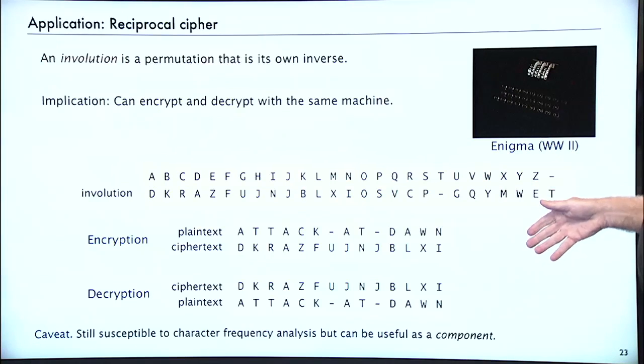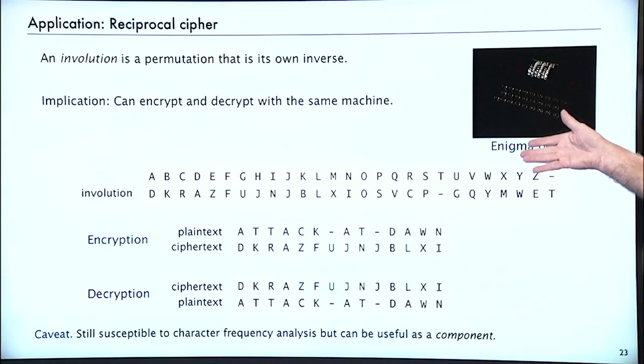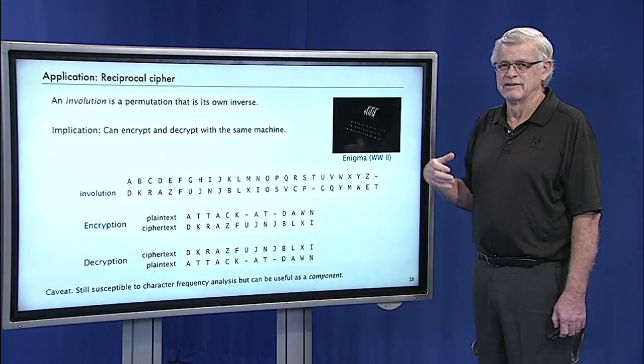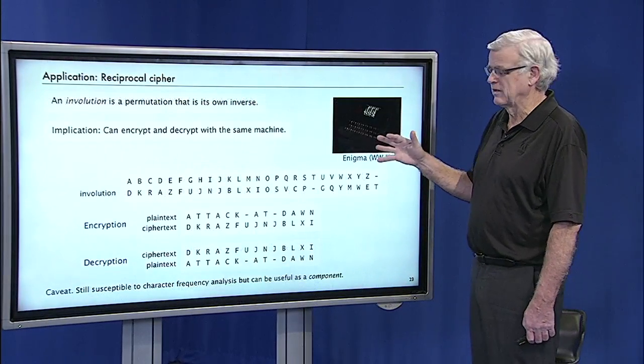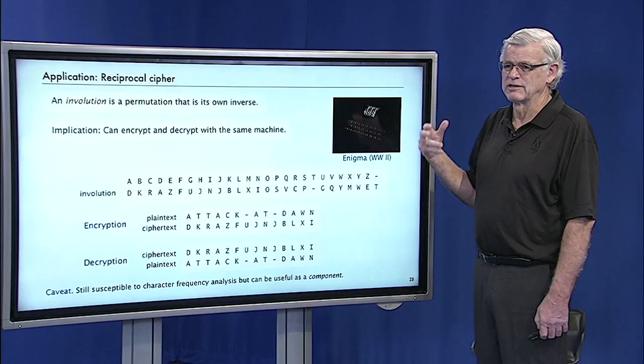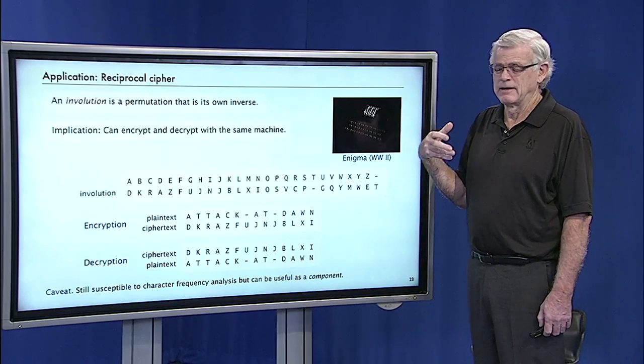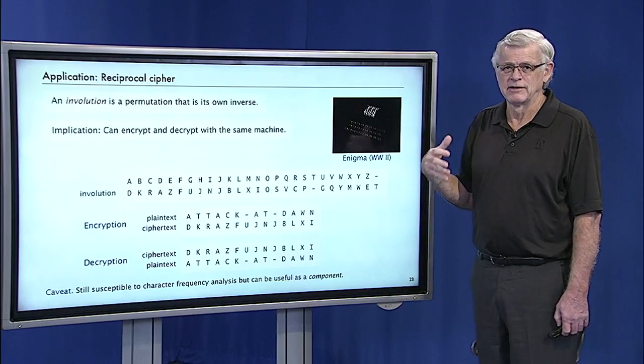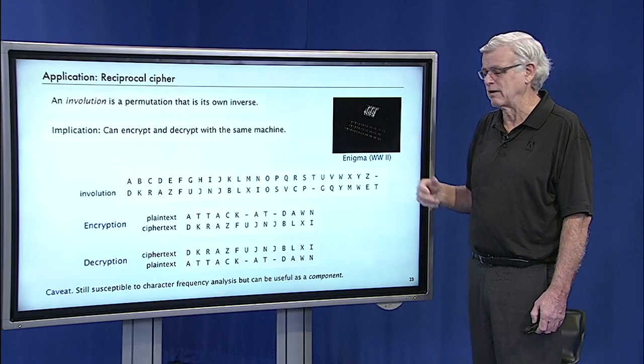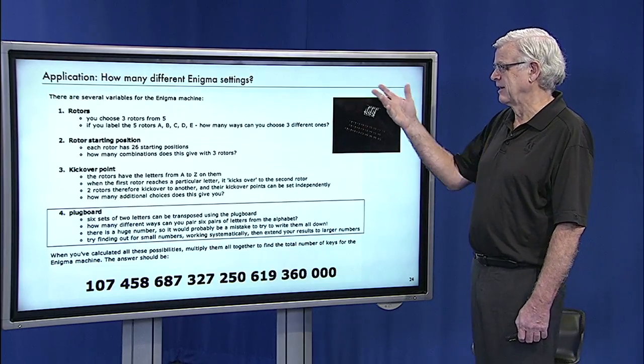And again, it's still susceptible to the character frequency attack, but it's proven useful as a component in a cipher machine because it can greatly multiply the number of possibilities that an eavesdropper has to consider, and that's how it was used in the Enigma.